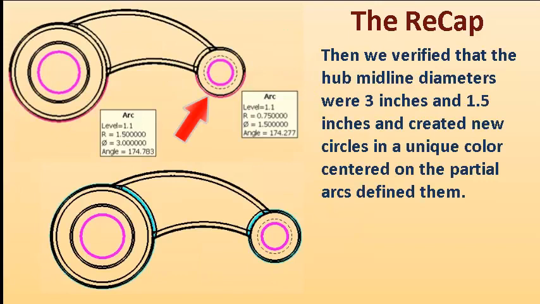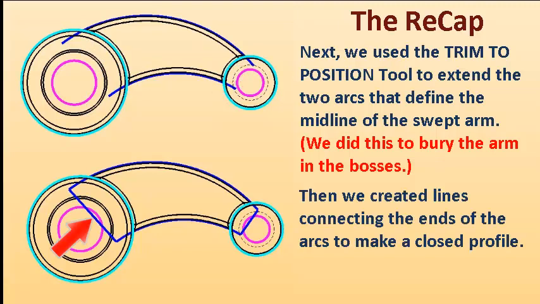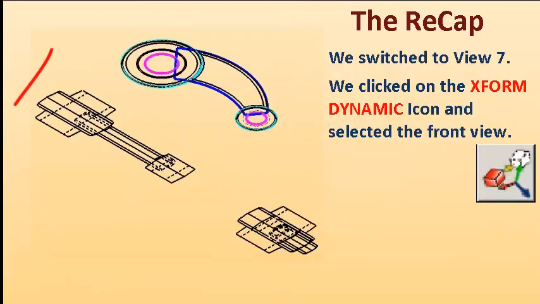We verified the diameters on the 2 midline diameters for the hubs. They're 3 inches and 1.5, and we created new full circles in a unique color there. We then used trim to position to extend the 2 arcs that define the midline of the swept arm. We need to bury them inside the bosses. Then we created lines connecting the ends of the arcs to make a closed profile.